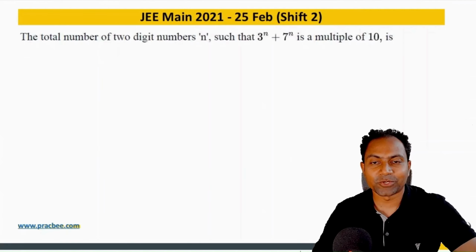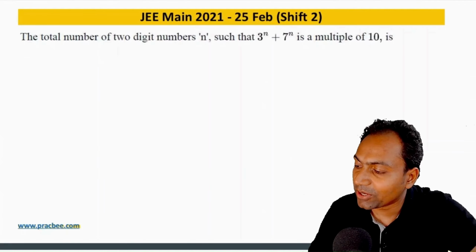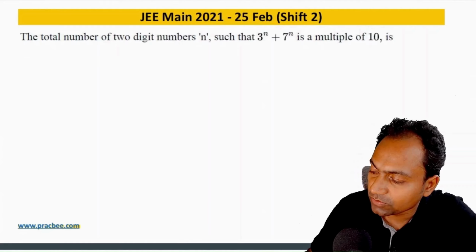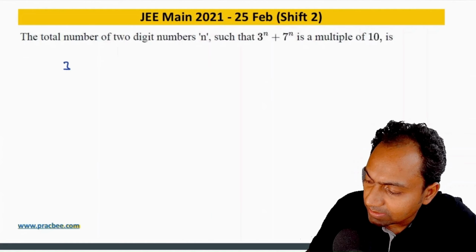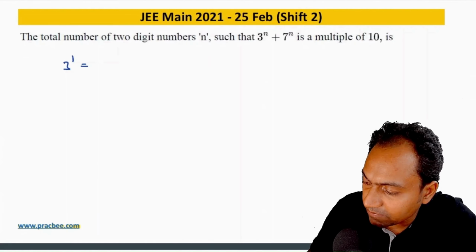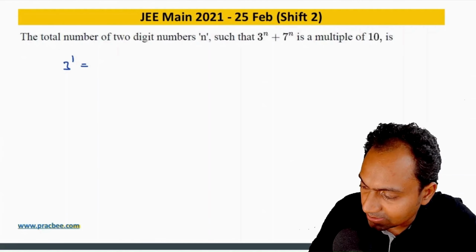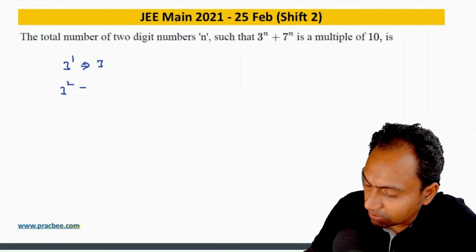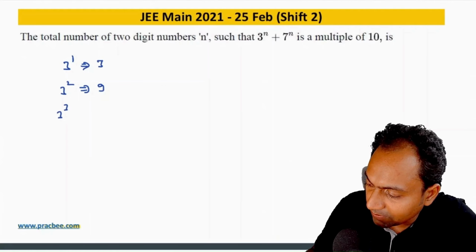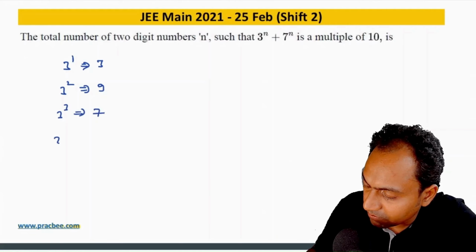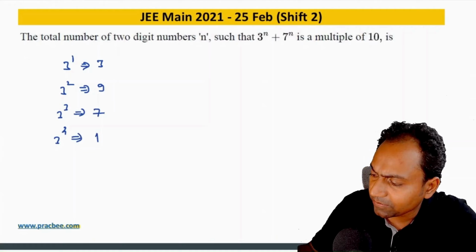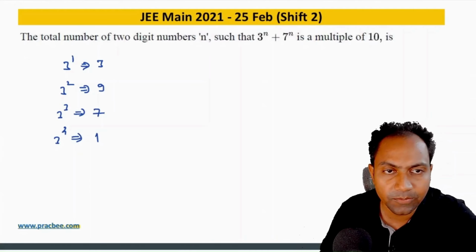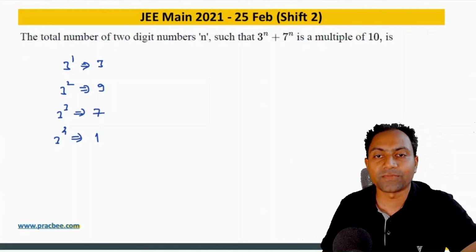Now this second question is based on the idea of cyclicity. In this next question, what we are going to understand first is what will be the impact on the last digit when you raise 3 to some power. So if I raise 3 to the power 1, the last digit is 3. If you raise 3 to the power 2, the last digit is 9. If you raise it to power 3, the last digit would be 7. And if you raise it to the power 4, the last digit would be 1. After this, you can see that the same pattern will keep on repeating. So this is known as cyclicity of numbers.